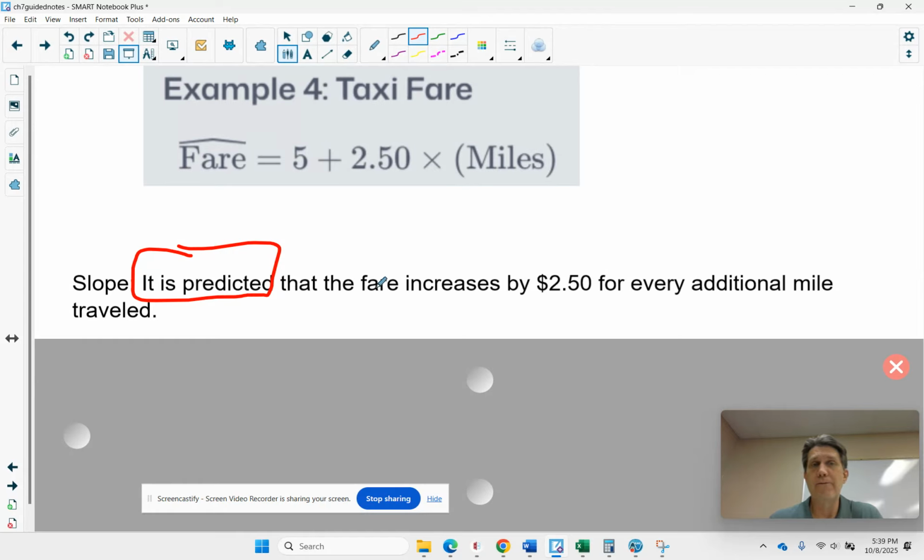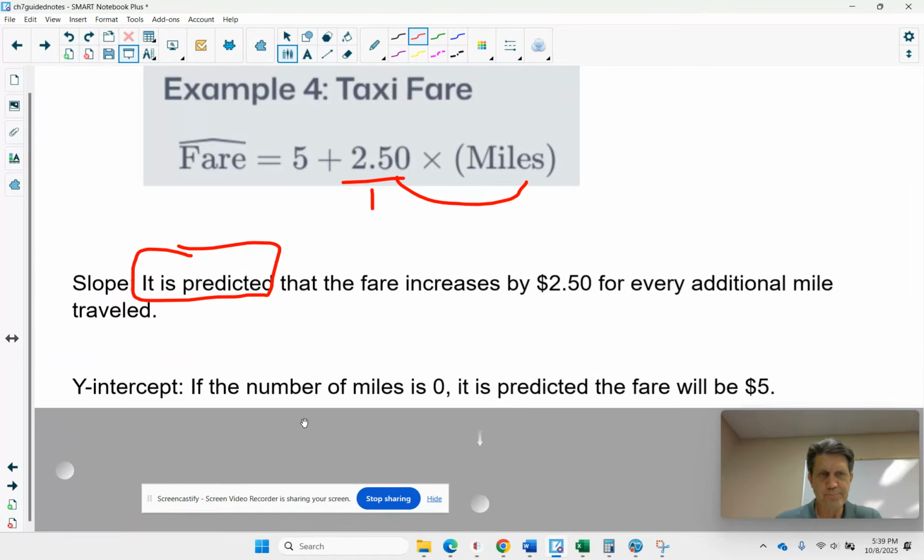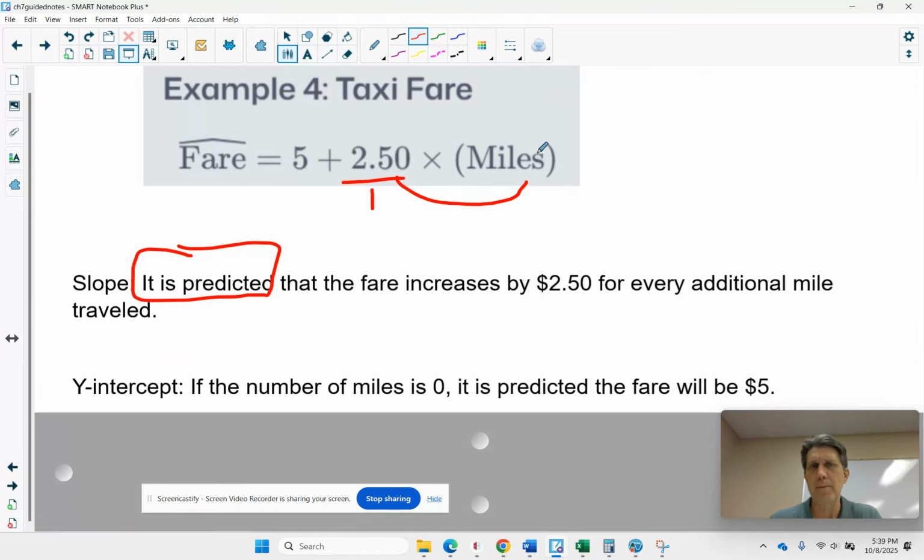It is predicted the fare increases by $2.50 for every additional mile. Remember, the x increases by 1, so the mile goes up 1. The y-intercept, if the number of miles were 0, it is predicted the fare will be $5. I don't know why you got in the taxi cab to begin with.